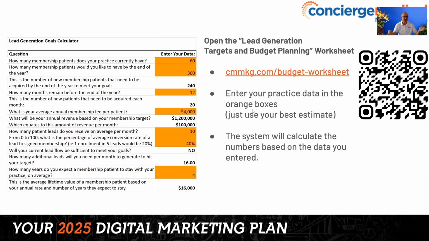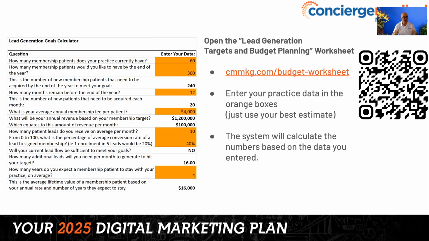Now, the way this works is you get to the document by the link or scanning the QR. In Google Docs, you then save the document to your own account, and then you should be able to change the numbers in the orange boxes.